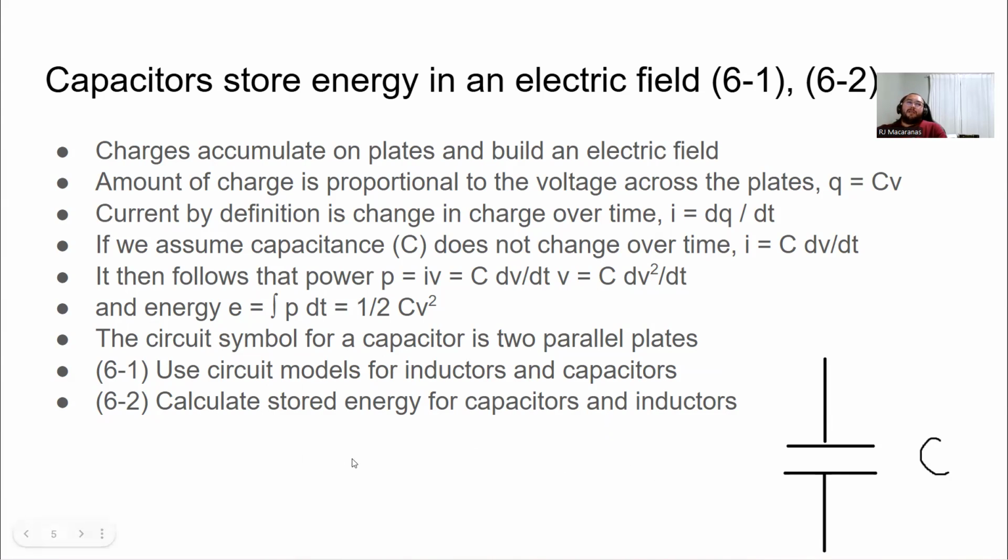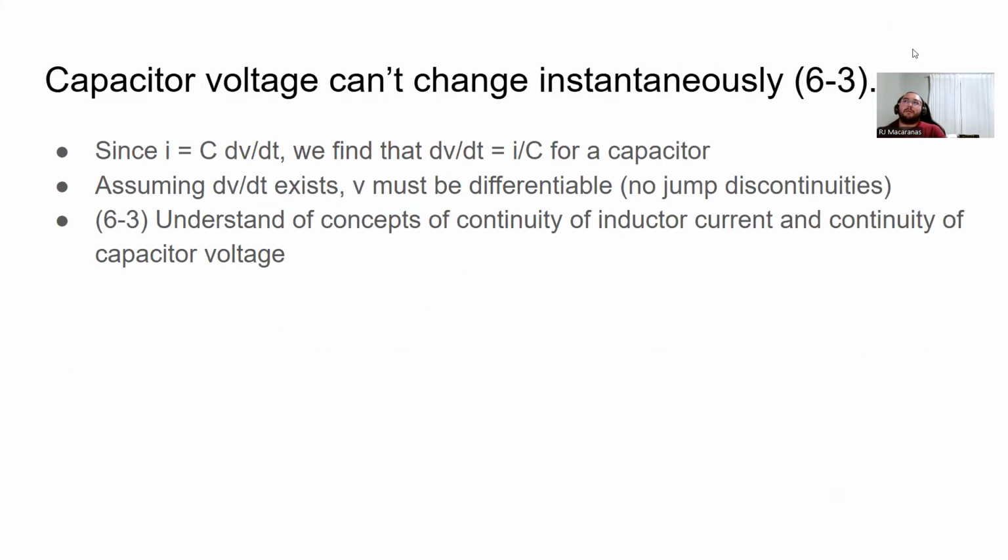And so, in circuits, the symbol for a capacitor is just these two parallel plates. Pretty straightforward there. And I think a lot of that might be somewhat review from 151 a little bit, right? So we haven't really hit anything too complicated yet, I think.